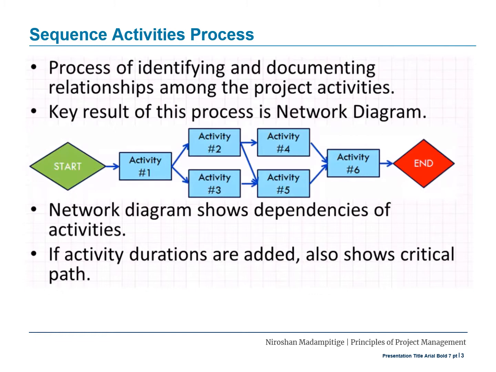In this example, you see that activity 1 is the first activity as the project starts. Activity 2 and 3 are dependent on activity number 1. That essentially means without completing activity 1, you are not able to start working on activity 2 and 3. Similarly, the relationships between all the other activities will be shown in the network diagram.